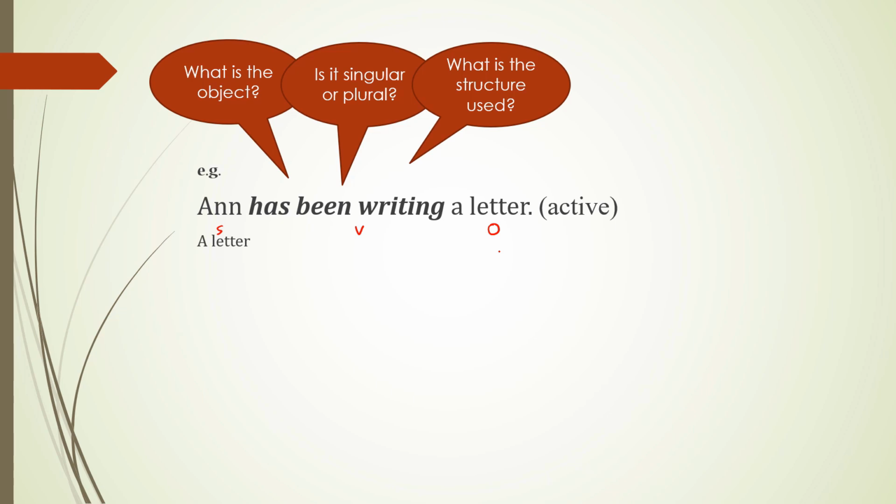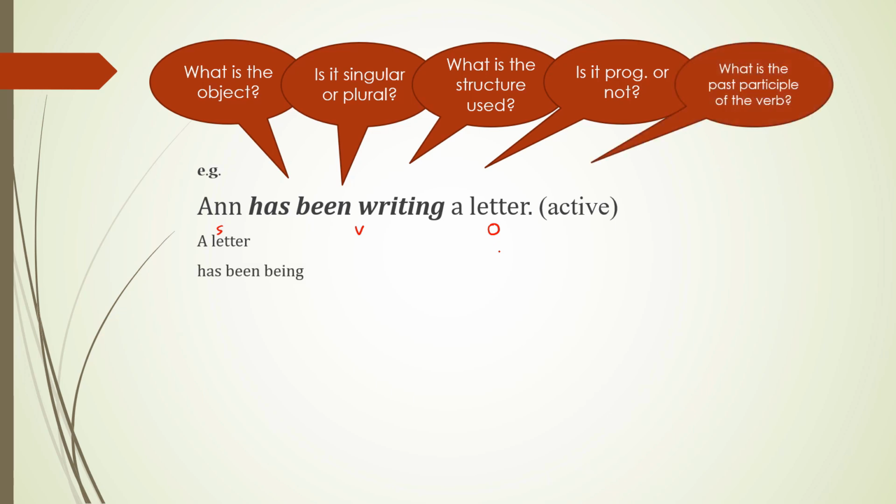Has been. And then the next question, don't forget to consider whether the structure of the active sentence is in the form of progressive or not. Take a look at the sentence. It is in the form of a progressive, present perfect progressive. If it is progressive, don't forget to use being. So, has been being.